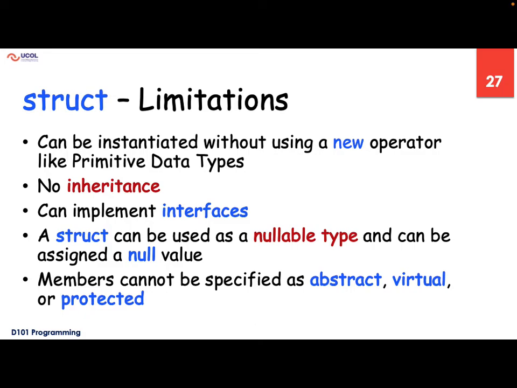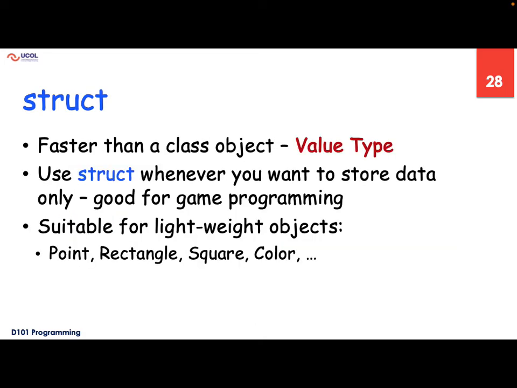So these are certain limitations of what we can do with the structure and what we cannot do with the structure. Faster than the class because they are value types, they are lightweight objects. A class is a heavy object. Okay, you want to have the functionality of the class, but you don't want to make your program resource hungry or slow. So then you can use the structure.